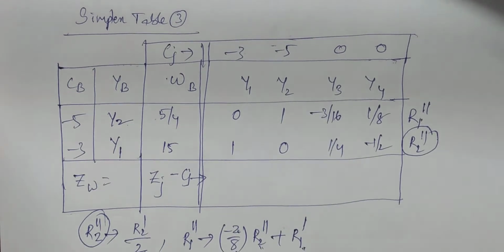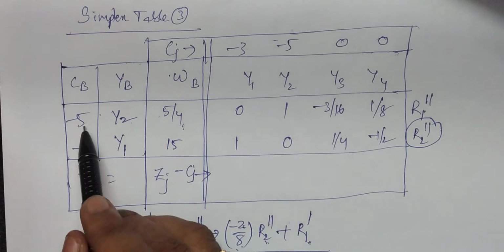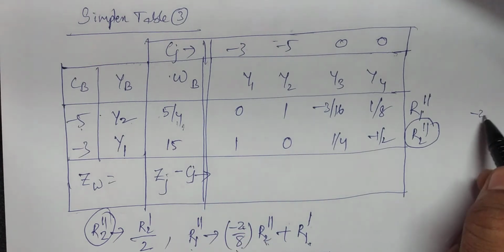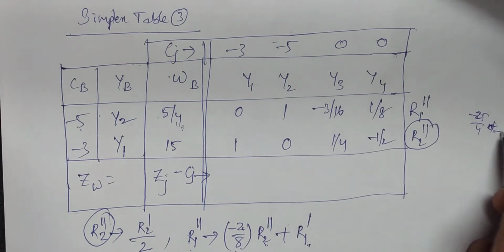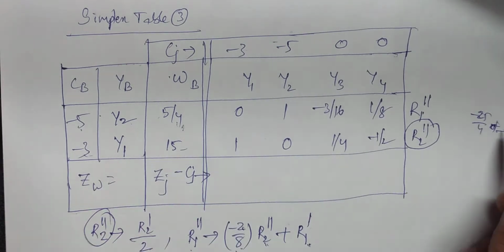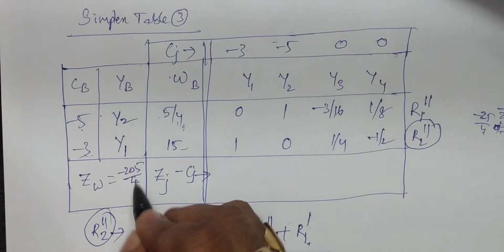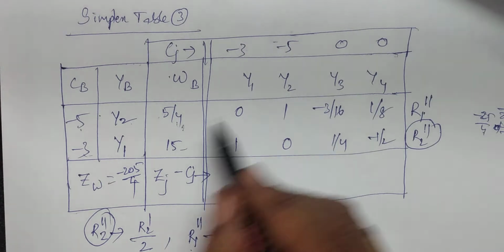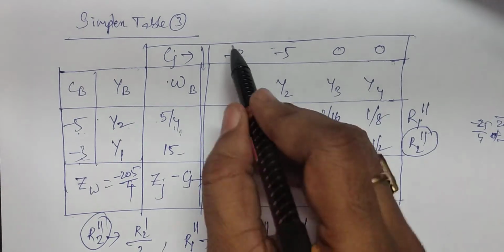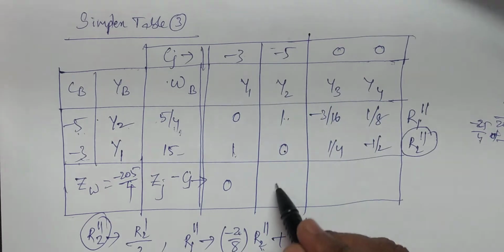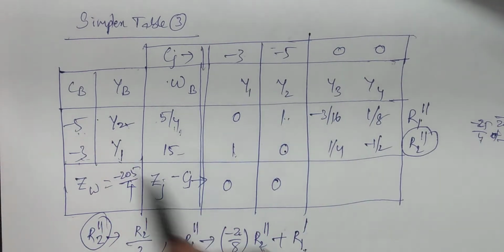Right, now what do you have to calculate? Z omega first: CB into omega B, that is -5 into 5 by 4, -25 by 4, plus -3 into 15, that is 45. With LCM 4, 180 plus 25, 205. So -205 divided by 4 is the value here. And then -5 into 0, -3 into 1, gives 3 plus -3, which is 0. And then -5 into 1, -5, plus 5, 0. Net evaluations for the basis vectors y2, y1 must be 0.